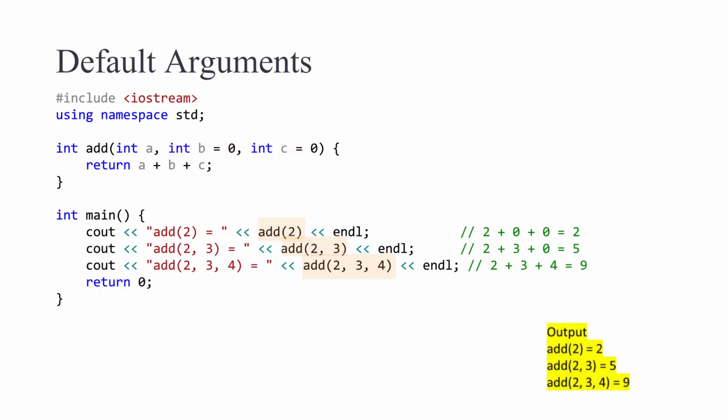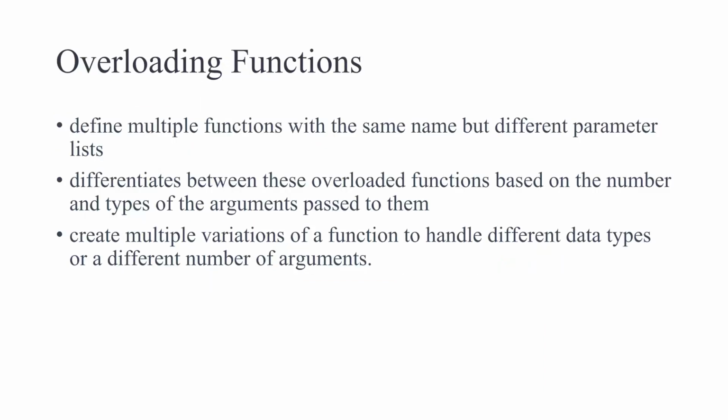Function overloading in C++ allows you to define multiple functions with the same name but different parameter lists. The compiler differentiates between these overloaded functions based on the number and the types of the arguments passed to them. This can be useful when you want to create multiple variations of a function to handle different data types or a different number of arguments.